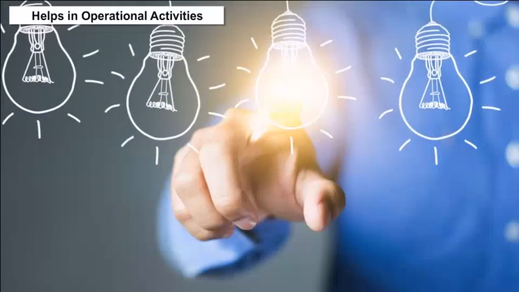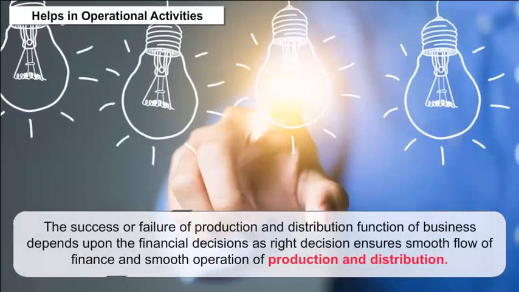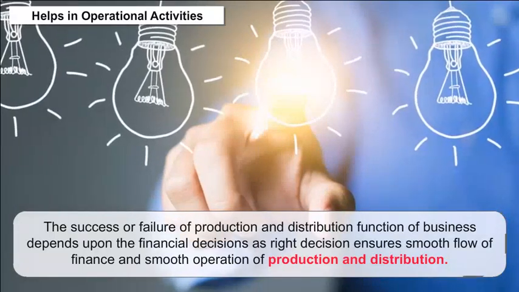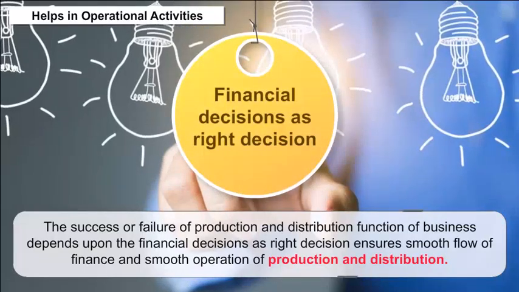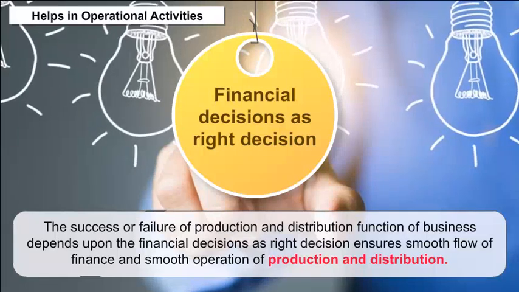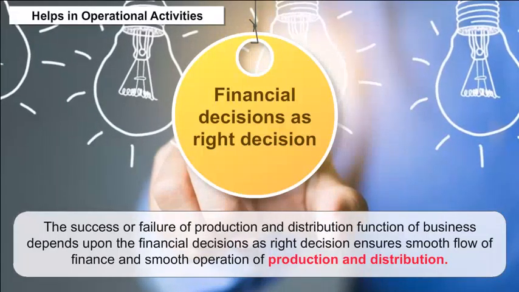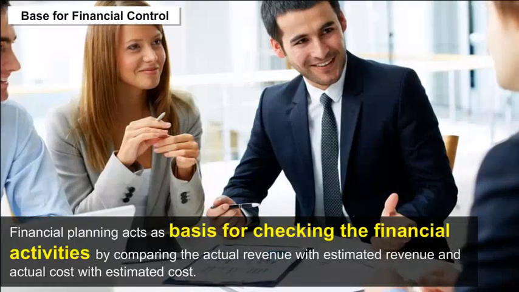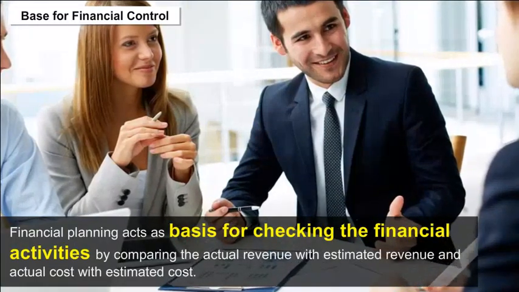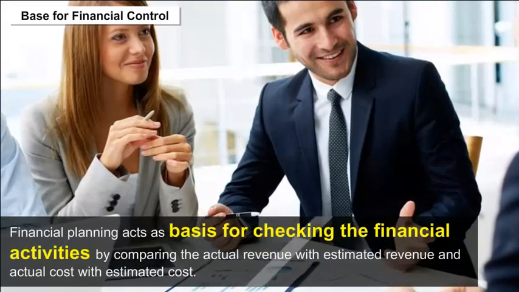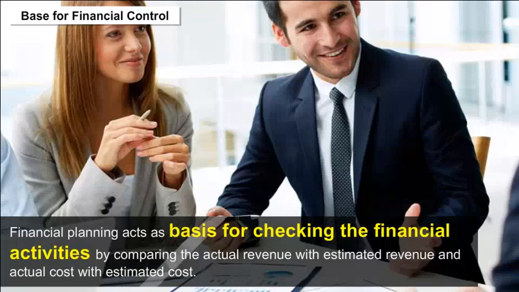Helps in operational activities. The success or failure of the production and distribution function of a business depends upon the financial decisions, as the right decision ensures smooth flow of finance and smooth operation of production and distribution. Base for financial control. Financial planning acts as a basis for checking the financial activities by comparing the actual revenue with estimated revenue and actual cost with estimated cost.